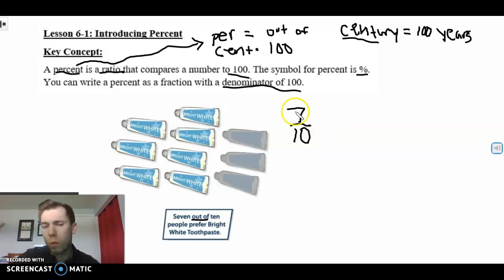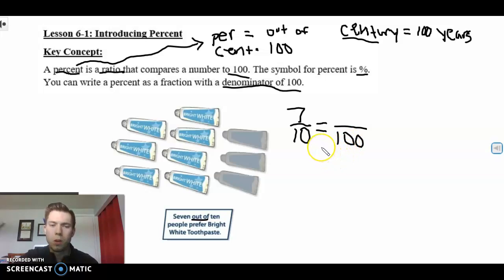Well, we want to go from this to a percent. The only way we can do that right now is to convert this ratio, or you can say fraction, to an equivalent ratio or an equivalent fraction where the denominator is going to be 100, because we can create any percent that we want as long as the denominator is 100.